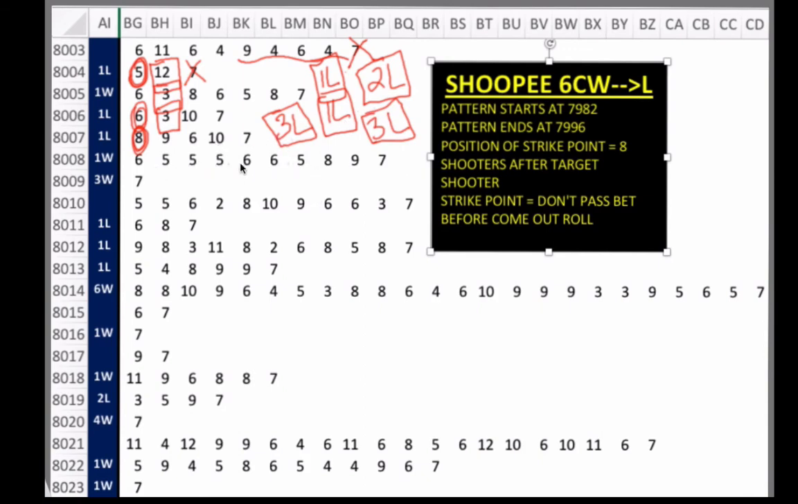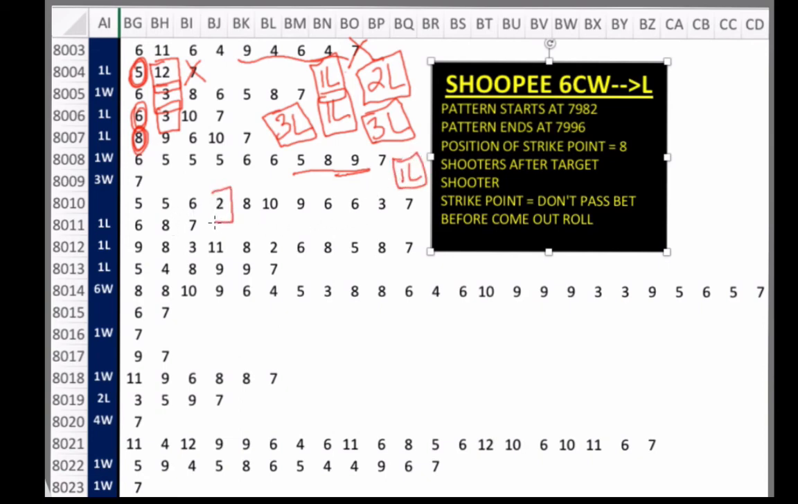Let's see what else. Now here's another cluster of losses. One of these numbers is going to result in a loss. So automatically that's a loss. That's 1 loss right there. That 7 is a win, so it's a 1 loss series.